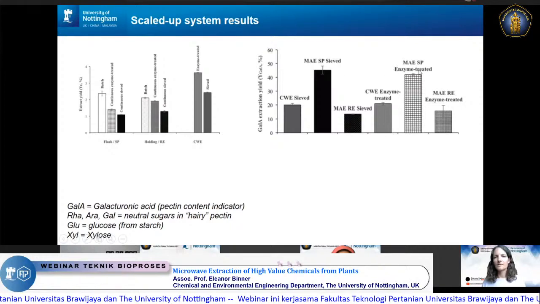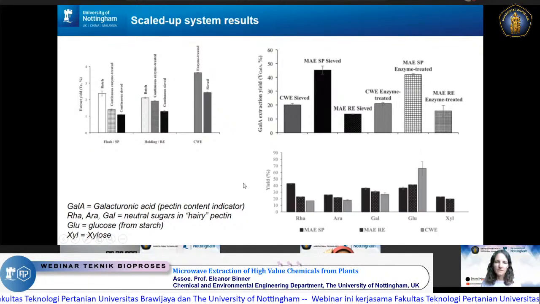So if you look at the actual pectin yield, you can see that the single pass had a higher yield than the conventional one and the recirculated one. And you can also see that the sieved sample and the enzyme treated sample seemed to have, because in this one, it looked like the enzymatic treatment was better. But in fact, that's because there was glucose.